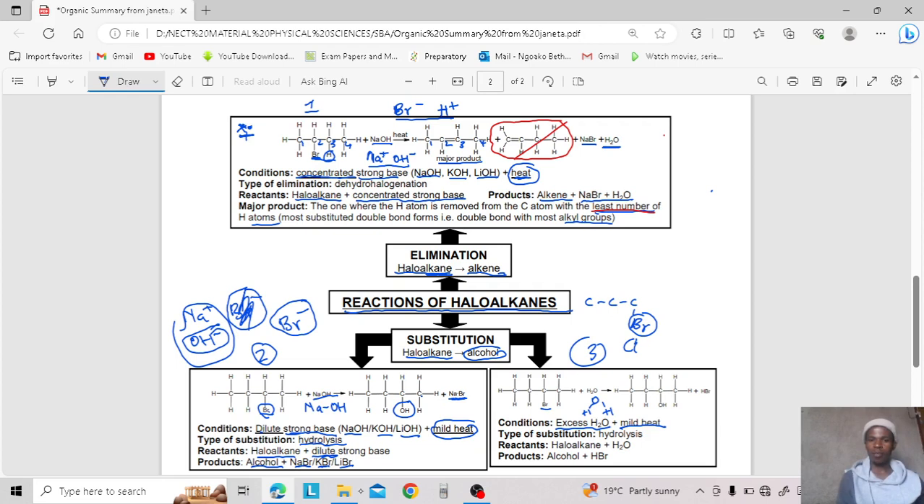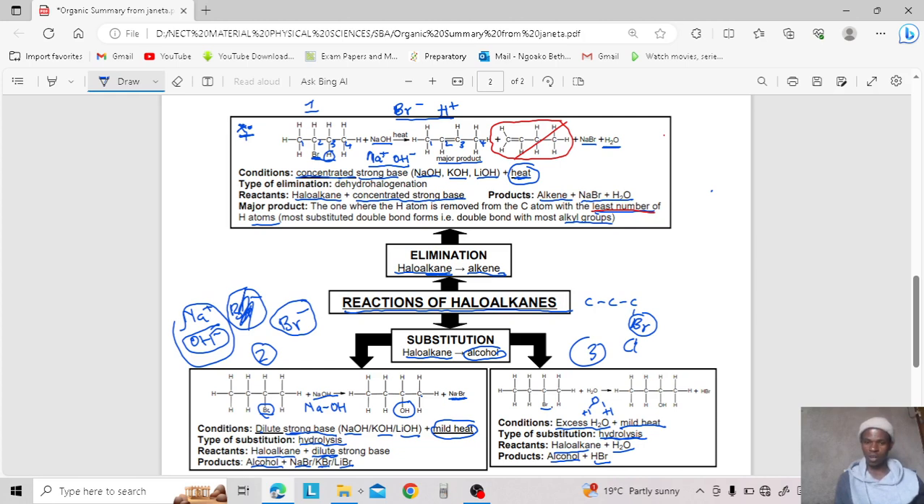The type of reaction, of course, we call it hydrolysis. Normally the reactants are a haloalkane and H2O, which is our water. The results will be an alcohol and an inorganic substance, like the other one. So there are two ways of getting substitution: we can add the dilute strong base, or we can just add water. If we add water to a haloalkane, it's not hydration but hydrolysis, because we're substituting.